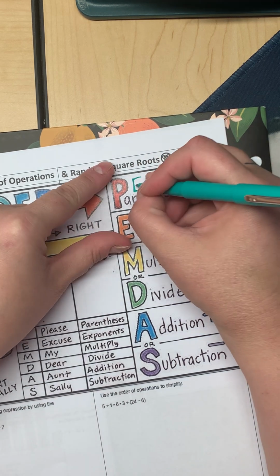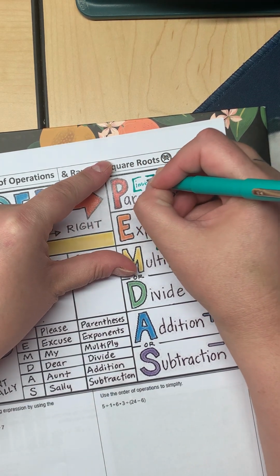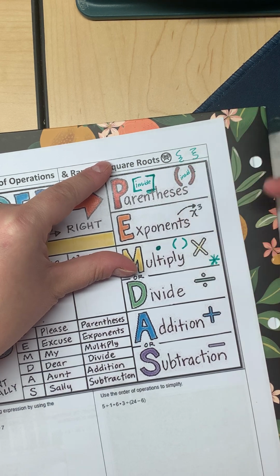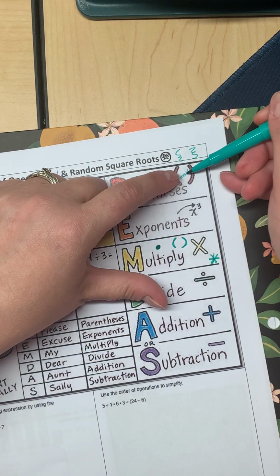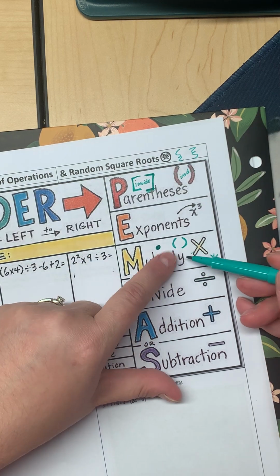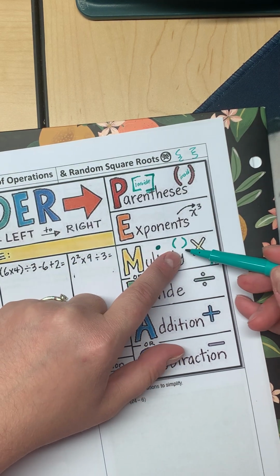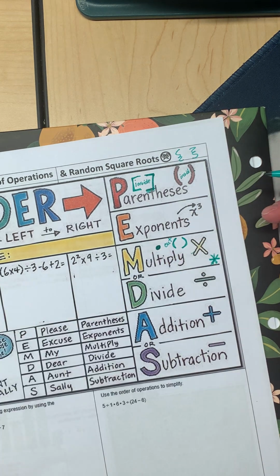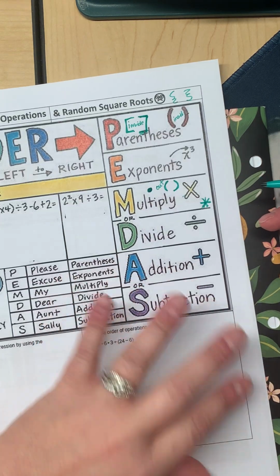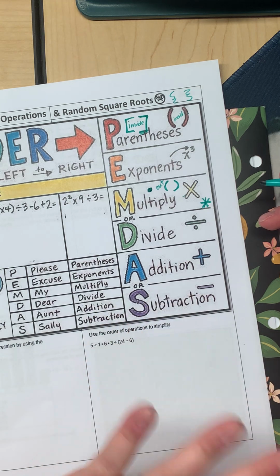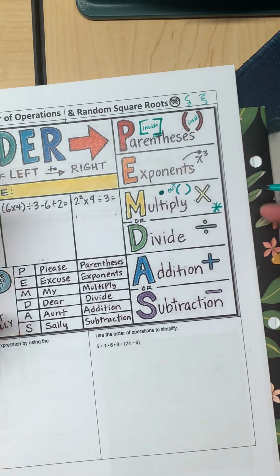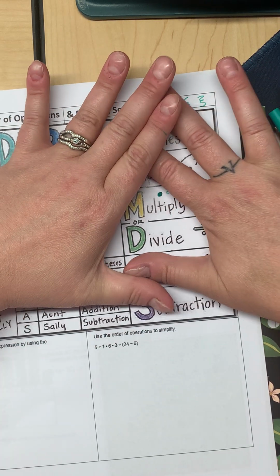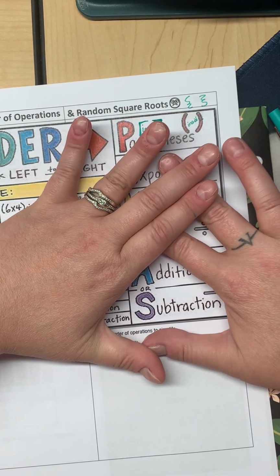Parentheses means do what's inside the parentheses. So first we would do what's inside the parentheses, and then later we would end up multiplying something that was outside the parentheses. Okay, D means divide, A is addition, S is subtraction. Okay, we get that. And if you look at the MD, it says M or D and A or S.